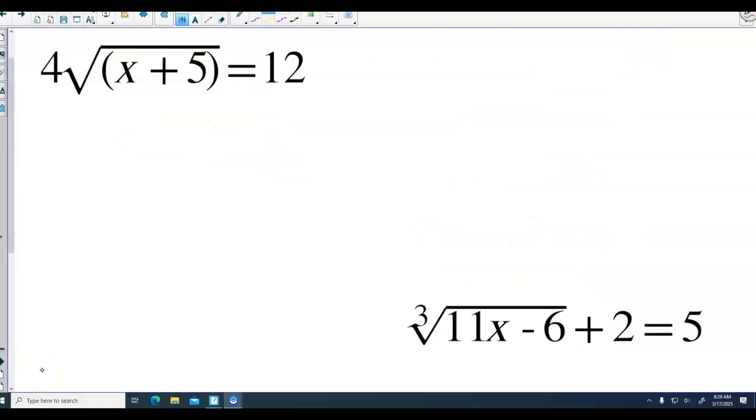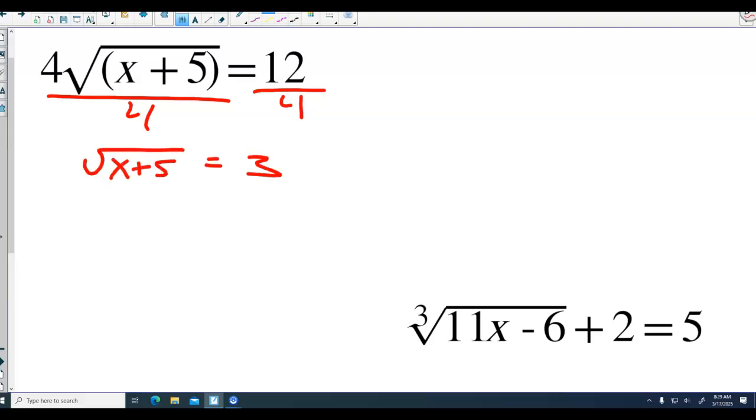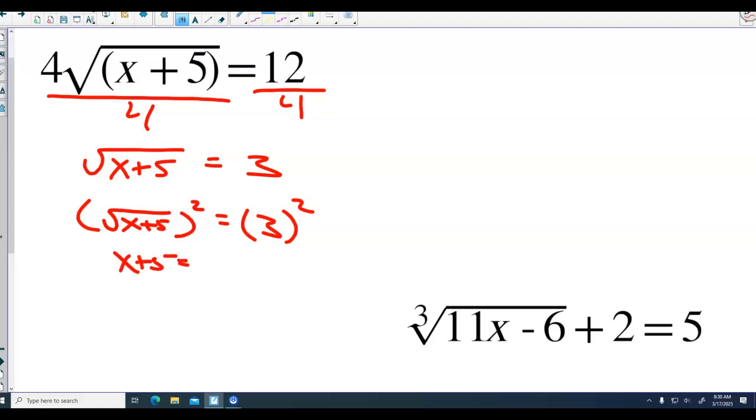So now in these problems, we have to get rid of the radical. So therefore, we've got to get the radical alone. We divide both sides by 4. The square root of x plus 5 equals 3. To get rid of a radical, you raise it to the index, which means if there's no index, it's assumed to be 2. So it's just a radical sign. We square both sides. So x plus 5 equals 9, and x equals 4.